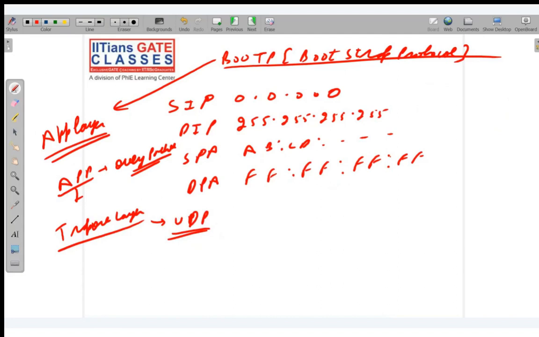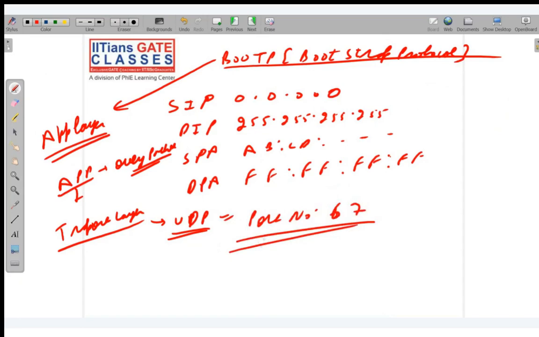TCP will be used in that case where we have a big message, where the application layer is creating a big message and we want to do chopping and so on. I have told you many times. So UDP will be used at the transport layer. And this question I've been asked: BOOTP will use which transport layer protocol? It will use UDP. And you should know the port number also. Port number is 67. This number is very, very important.